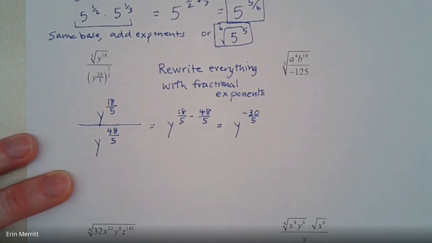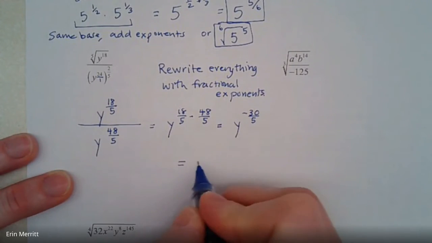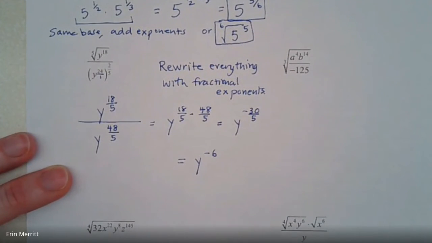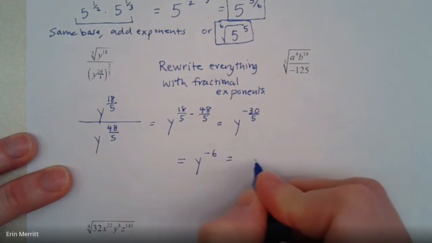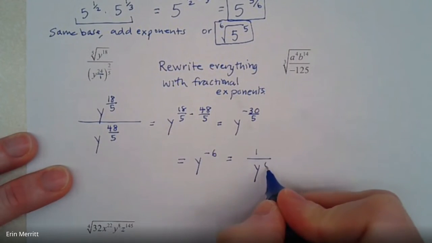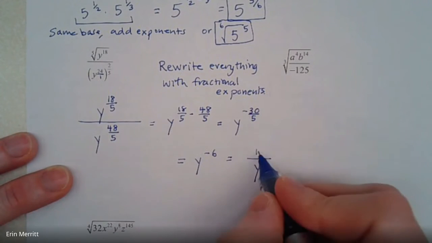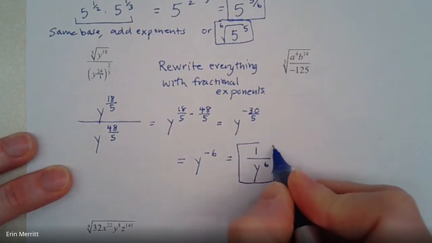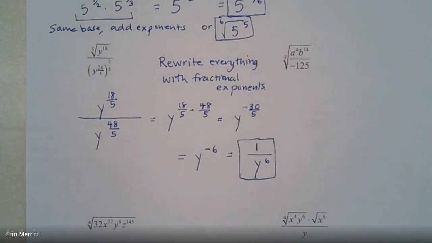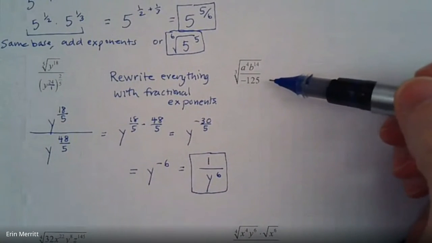All right, well, negative 30 over 5, we can simplify. That would be y to the negative 6th power. And then all we want to do is write that with a nice positive exponent. So take the reciprocal. So y moves to the bottom, and now it would be to the positive 6th power. Perfection.